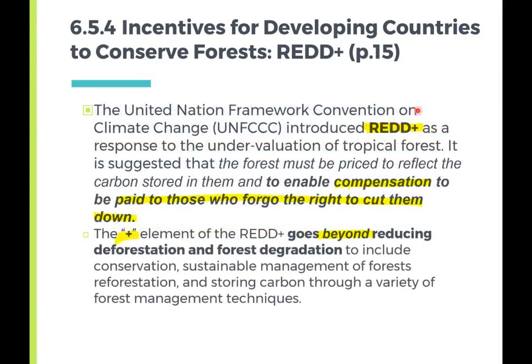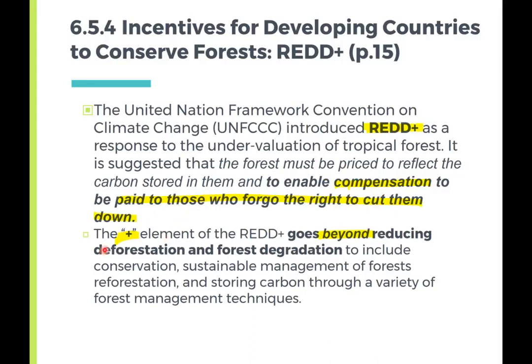So, let's look at how it works in more detail. As mentioned, Red Plus is under the United Nations climate change framework, right? So, what it does is to actually enable compensation to be paid to those who forego the right to cut them down. So, essentially, Red Plus would pay the less developed countries to conserve and protect their forests. So remember that when countries choose to protect the forest, there will be an economic loss, right? Because they cannot use the forested land for economic development. So Red Plus tries to offset the economic loss by paying compensation to these less developed countries, which forego the right to cut down their forests.